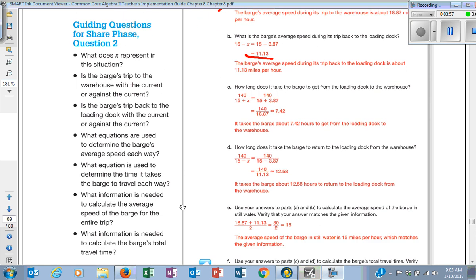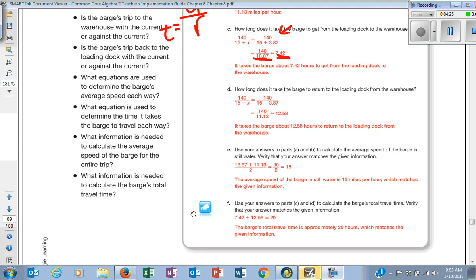How long does it take to get there? So remember, how long is a distance divided by a rate problem. So what they did is they filled in, we know the distance is 140. We know the rate, since it's going to the dock, we know that that was with the current, so the rate was 18.87, and when you divide that, that's what they got. It took him 7 hours and 42 minutes.